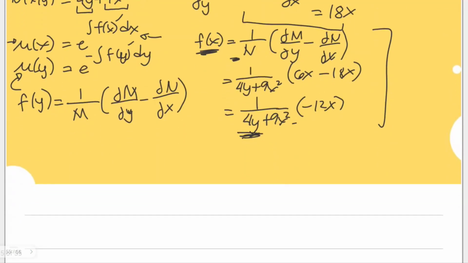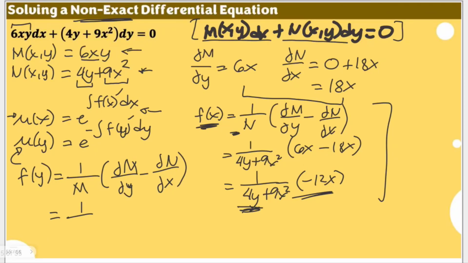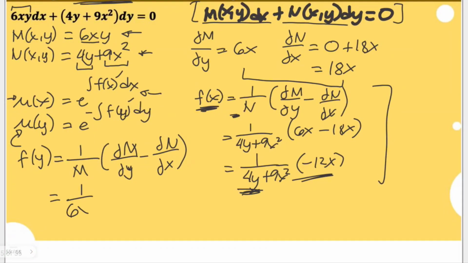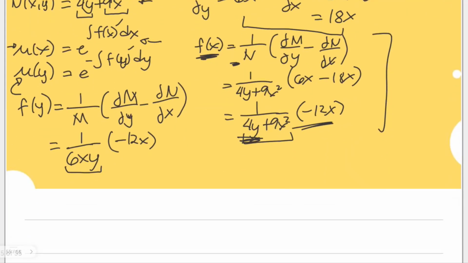So we know that to be minus 12x, so we can really substitute it here automatically. Your M is 6xy. 1 over 6xy times minus 12x. And we can really see here that it's possible because this is under multiplication, aside from this, separated by addition. With that, we can cancel x now. And of course, 12 divided by 6 is 2. You will have negative 2 over y.